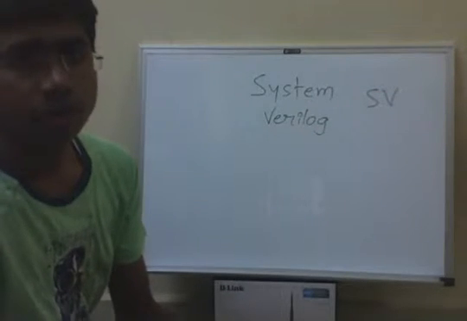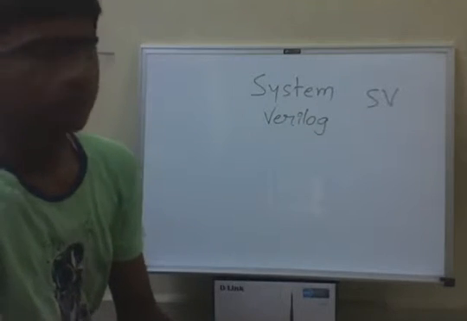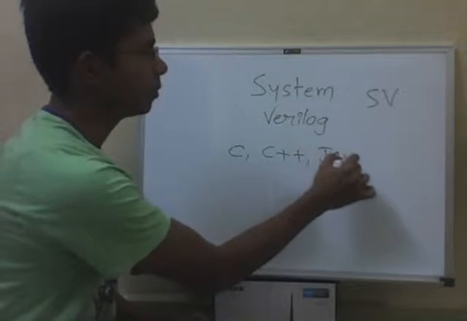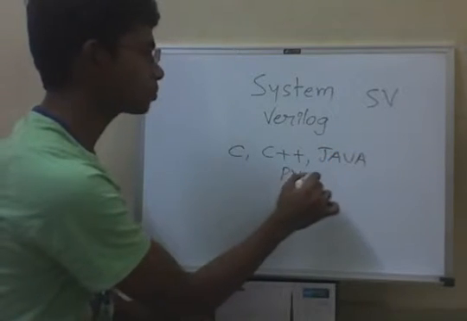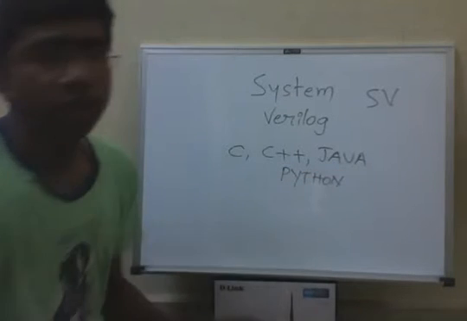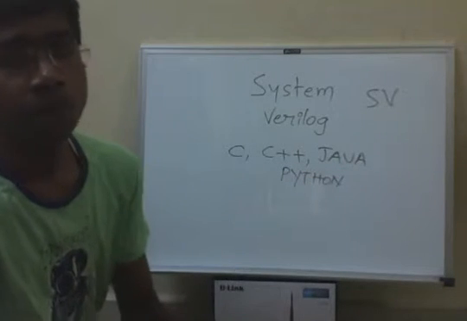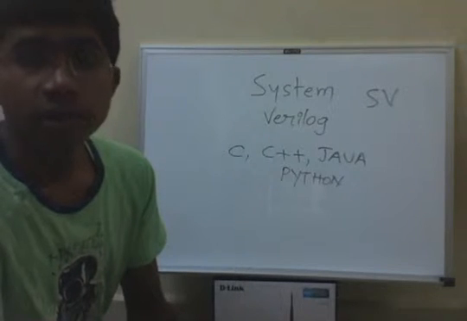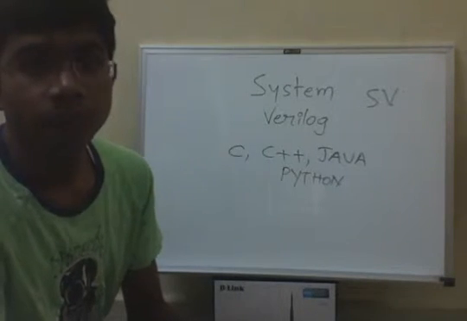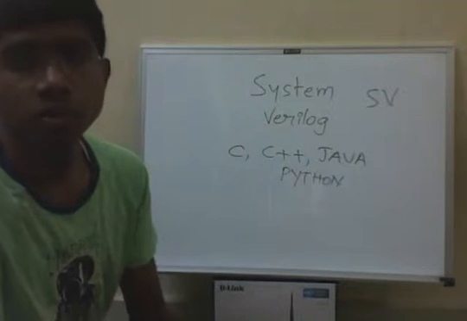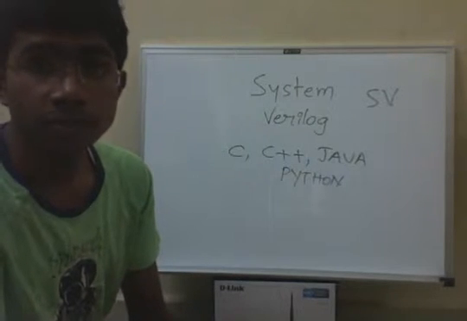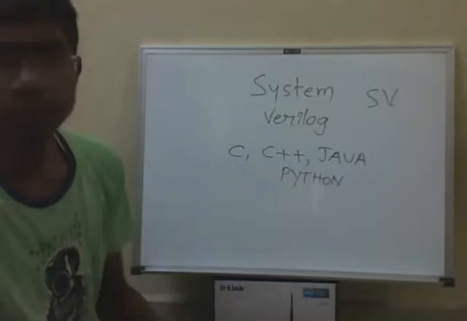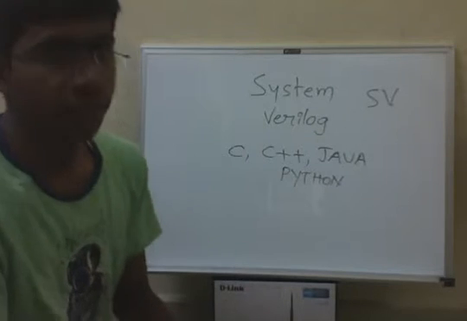So that means SystemVerilog. In any other language, if you take C, C++, Java, Python, if you take any programming language, whatever the familiar language you are, all those languages contain the basic element, which is data types. So what are the data types you know? You might have known data types like numbers, names, something like that. In SystemVerilog also there are some basic data types.